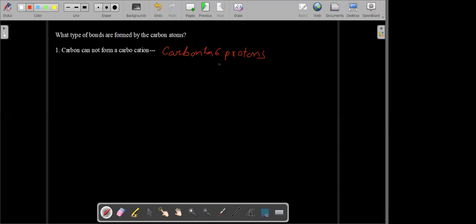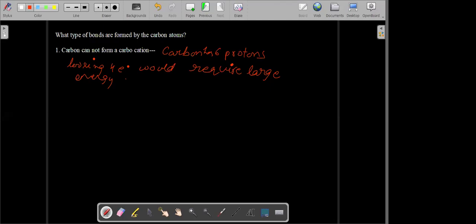Carbon has 6 protons, and losing 4 electrons would require large energy. For such a large amount of energy, it's not possible to have that much energy applied and break all of them. So before that only it will cause the dissociation. Okay, so carbon cannot form a carbocation.